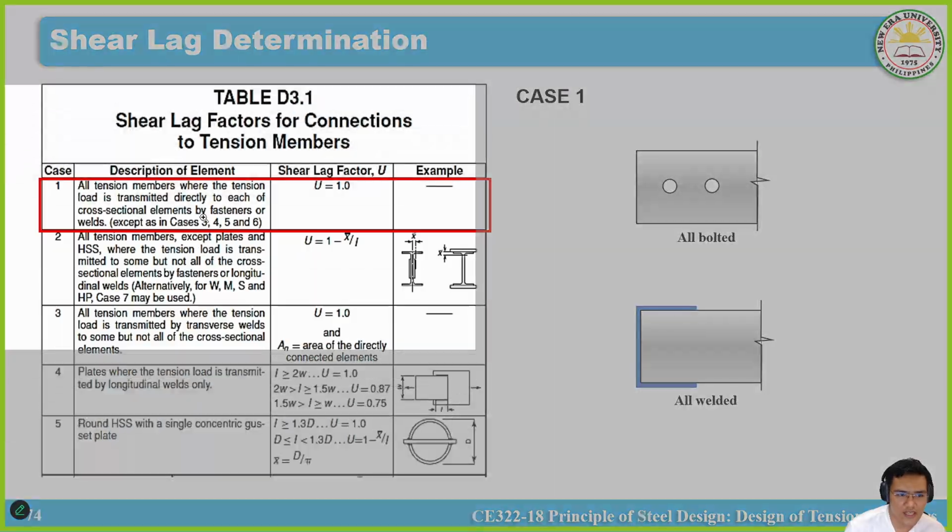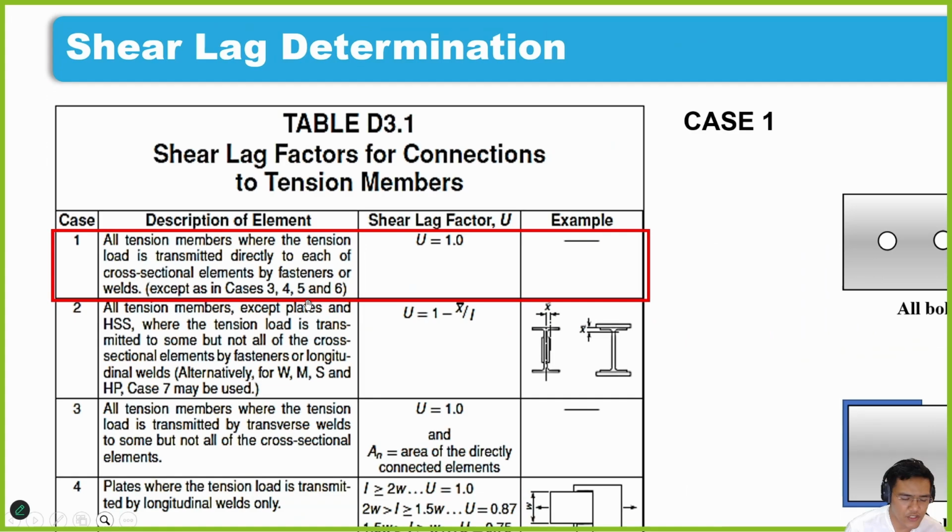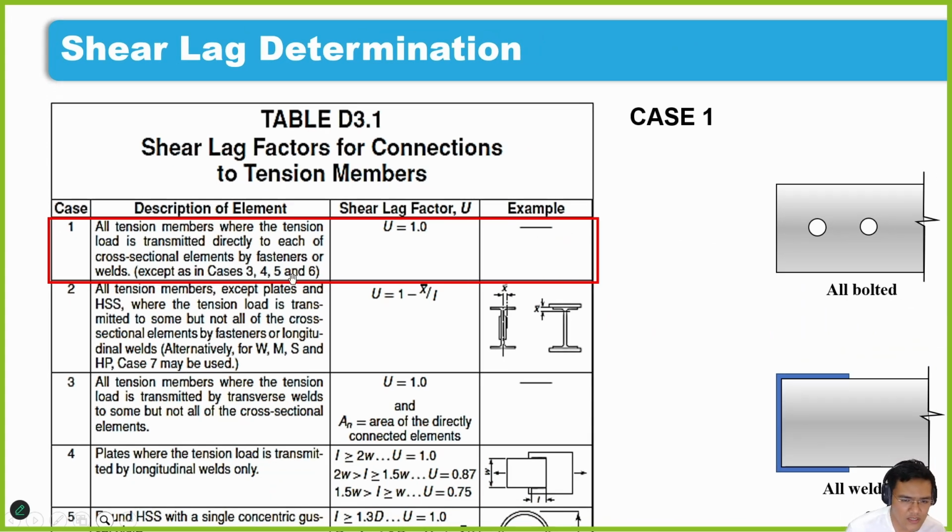The description is all tension members where the tension load is transmitted directly to each of the cross-sectional elements by bolts or welds. And then meron siyang exception na binabanggit. So ibig sabihin, if we go back to our example problems 1 and 3, we assumed na yung shear lag factor natin is 1, di ba? So dito kasi mag-apply yung case na yon kapag we're using tension plate, wherein all tension members are directly connected or transmitting the applied load. Automatic yun, we have a shear lag factor equal to 1.0. Okay? So ito yung mga cases niya.